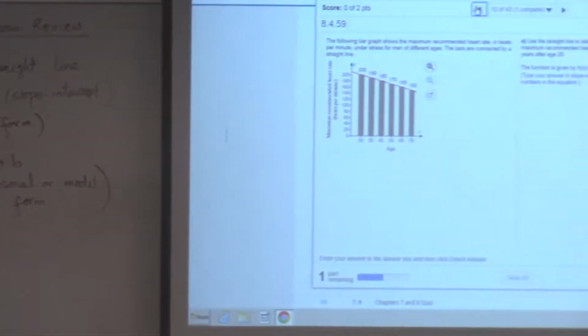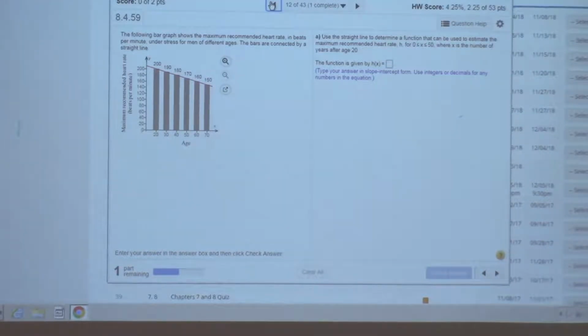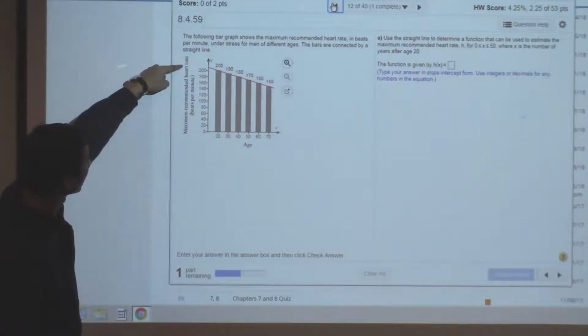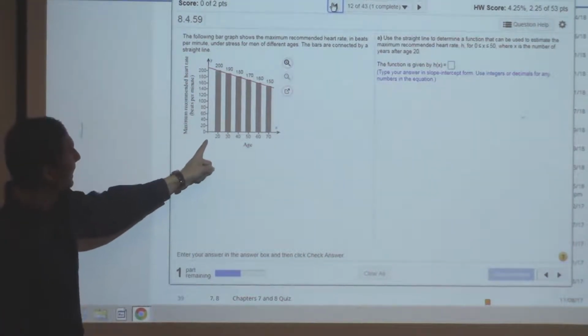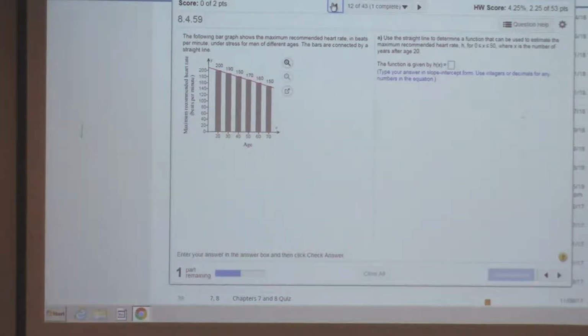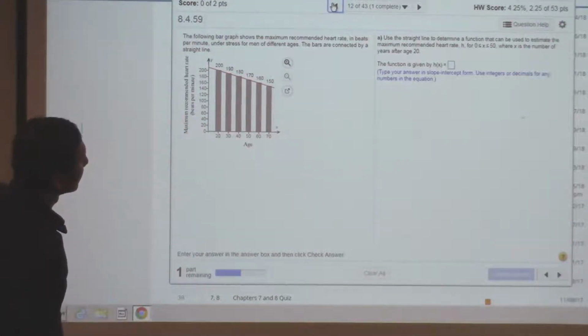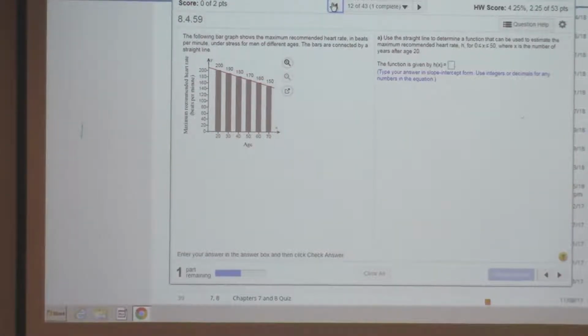The following bar graph shows the maximum recommended heart rate in beats per minute. So this y value is the maximum recommended heart rate in beats per minute, and the x values in this graph are age. Part A says use the straight line to determine a function that can be used to estimate the maximum heart rate h, where x is the number of years after age 20.